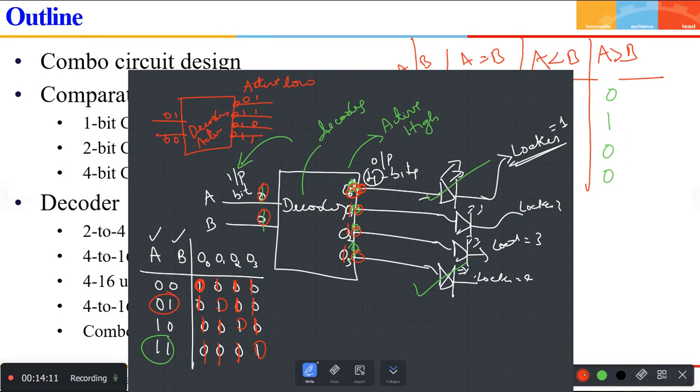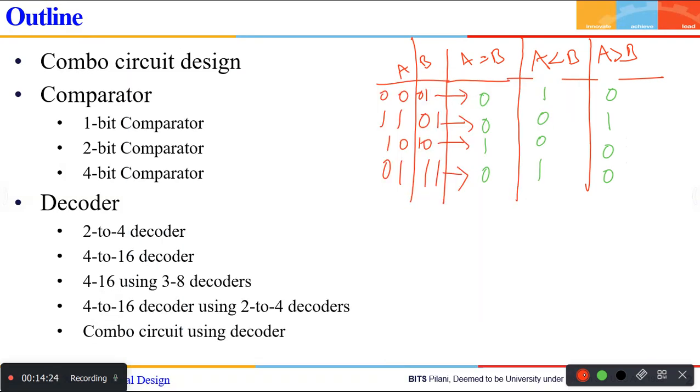If there is no bubble here, then it is active high outputs. Have you understood this? Okay, that is the difference between active low and active high decoders. Now let us go into a little more detail.